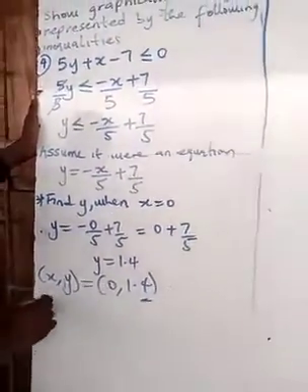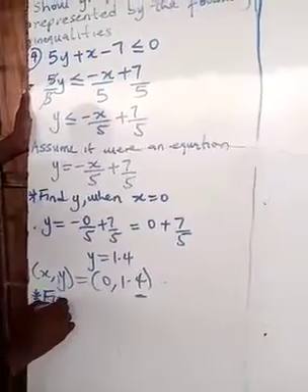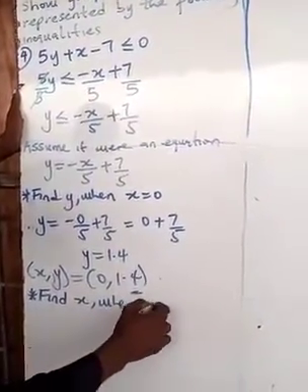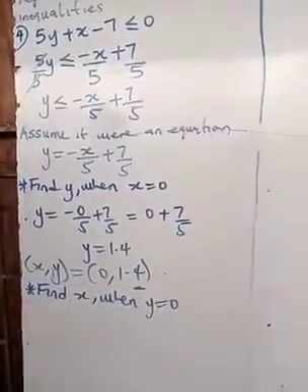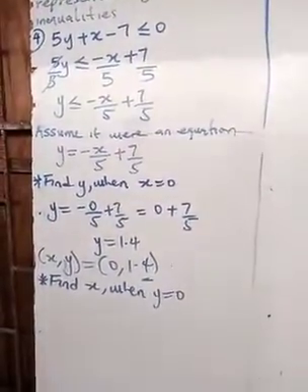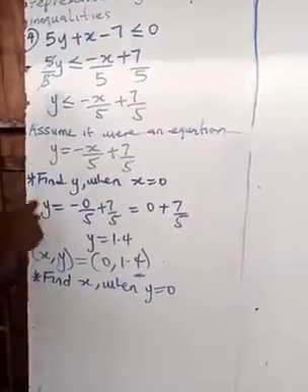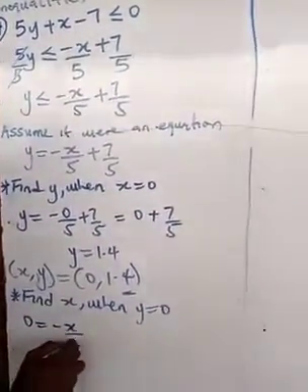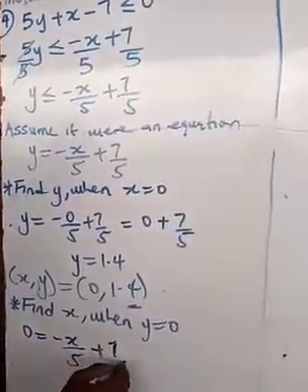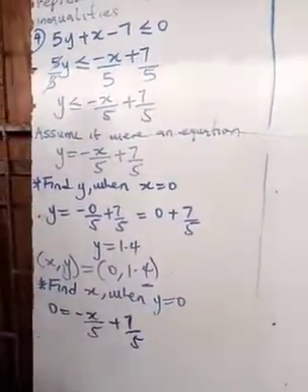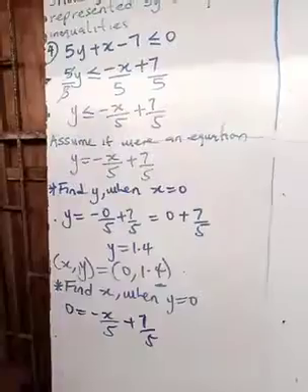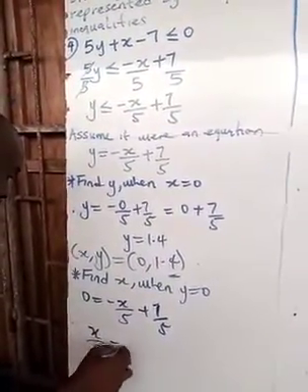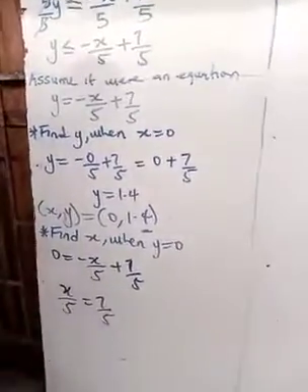Now we'll look for x also. So find x when y is 0. So when y is 0, we are using this equation. So we have 0 equals to minus x over 5 plus 7 over 5. So if we make x the subject by bringing it to this side, we have plus x over 5 is equals to 7 over 5.